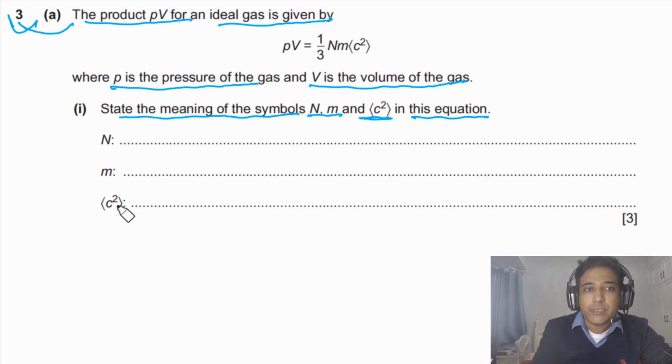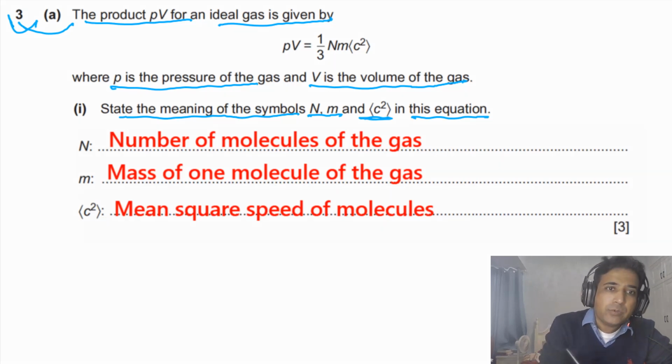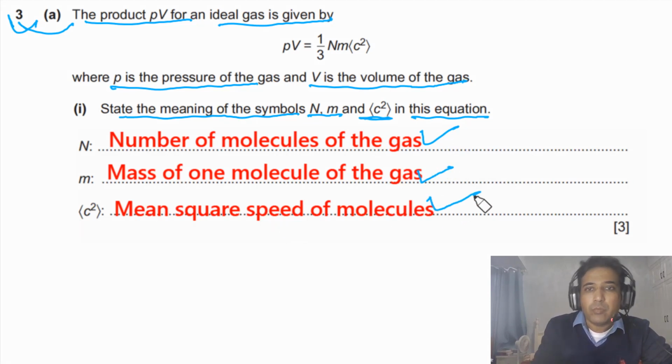So it is a very basic question. Simply you need to write down the names, what N is representing, what m is representing, and what mean square speed is representing. This symbol is the mean square speed. So in your answer, simply write down number of molecules of the gas, mass of one molecule of the gas, mean square speed of molecules.